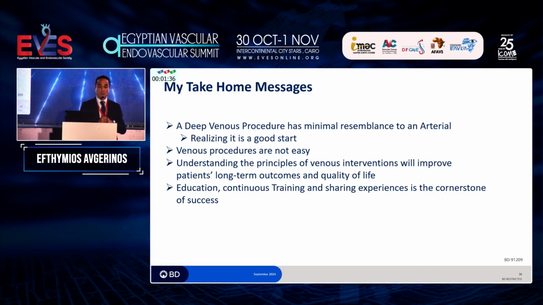So to conclude, a deep venous procedure has minimal resemblance to an arterial procedure, and realizing this is a good start. Venous procedures are not that easy. Understanding the principles of venous interventions will improve patients' long-term outcomes and quality of life. Everyone can place a stent, but unless you place it appropriately, it will not last for long.